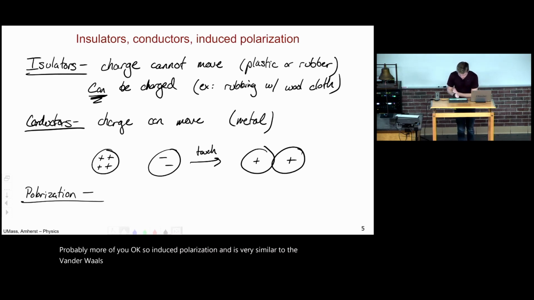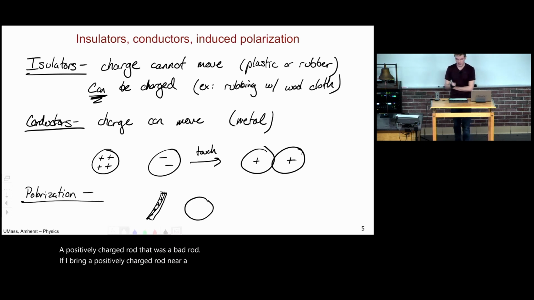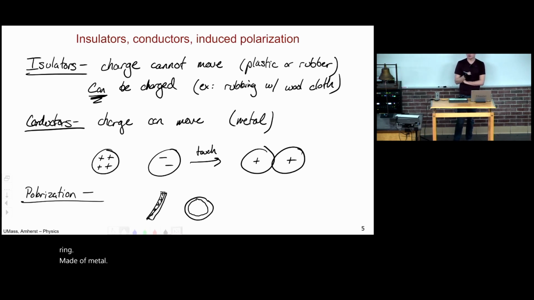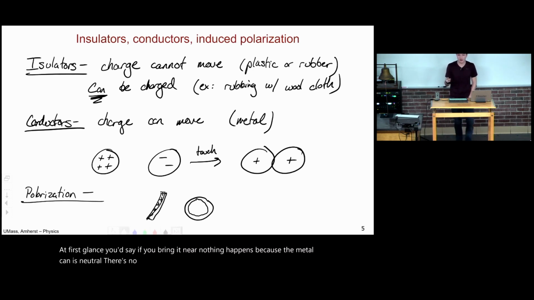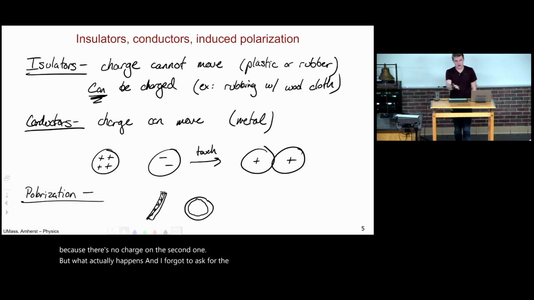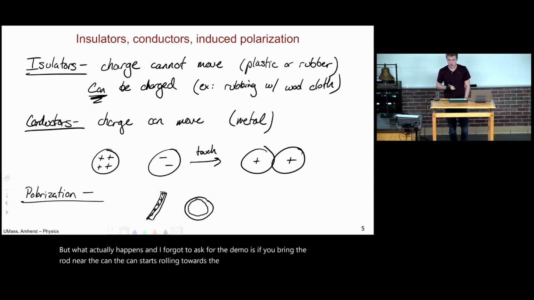So a question for you is, if I bring a positively charged rod near a neutral, let's say a soda can, a hollow ring made of metal. At first glance, you'd say nothing happens because the metal can is neutral. There's no electric repulsion or attraction between the two because there's no charge on the second one. But what actually happens is if you bring the rod near, the can starts rolling towards the rod, even though there's no net charge on the can.